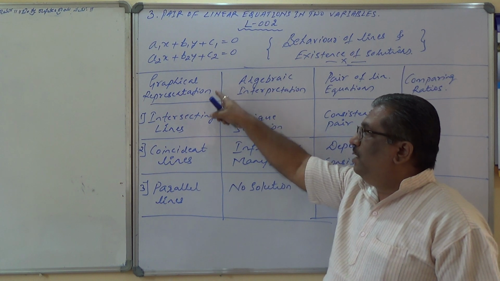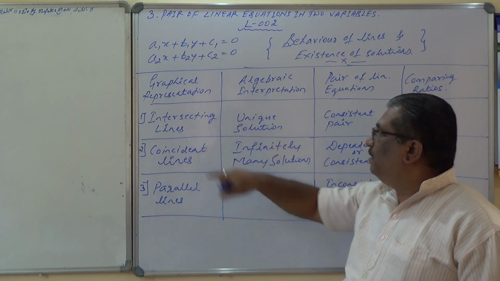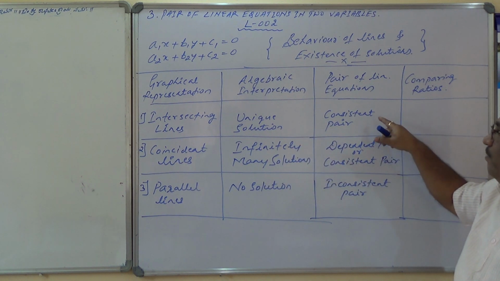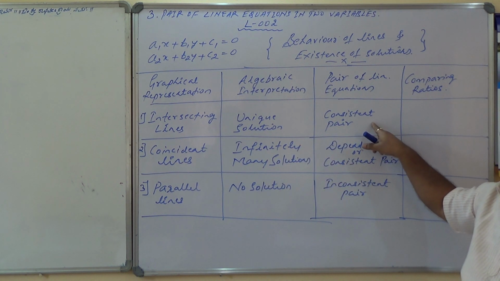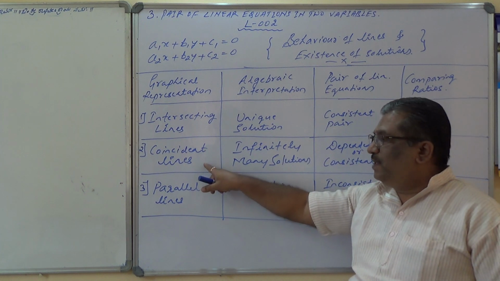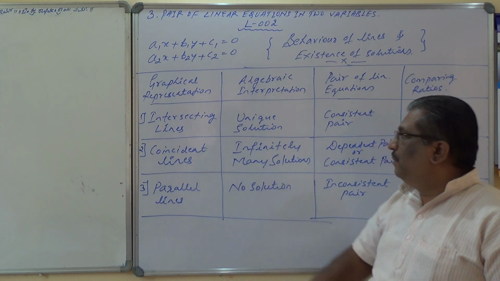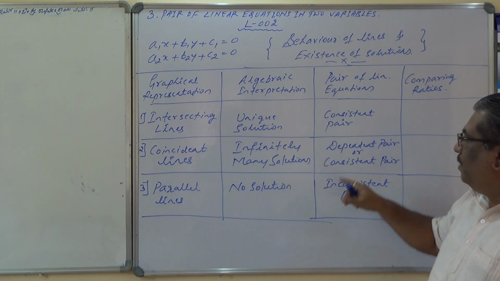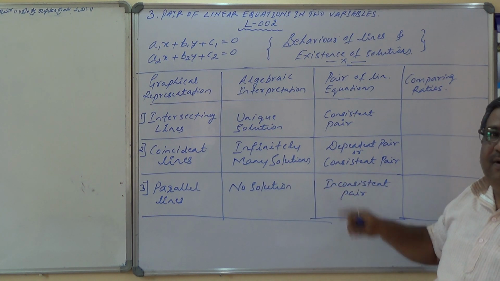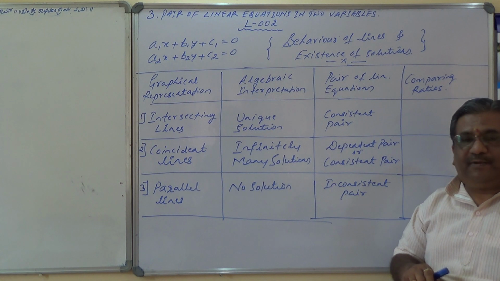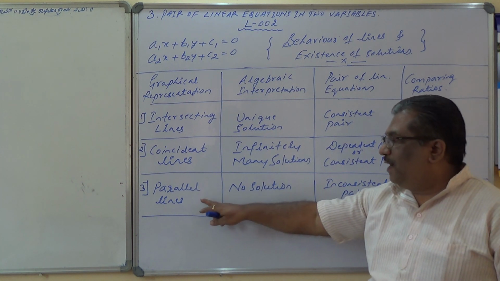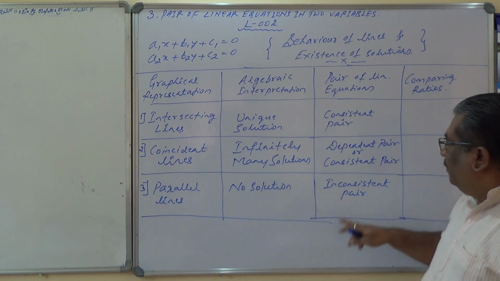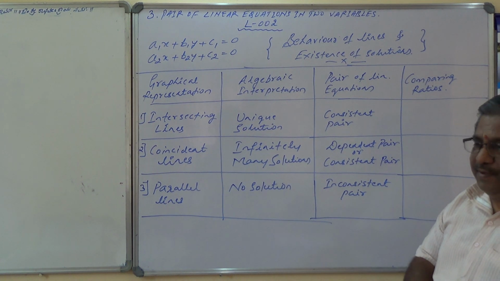Graphically, if the lines are intersecting, they will have a unique solution, and we call those pair of linear equations consistent. If coincident lines are there, they will have infinitely large number of solutions, called dependent pair or consistent pair of linear equations. Similarly, if the graphs are parallel lines, then there exists no solution for the same, and they are called inconsistent pair of linear equations.